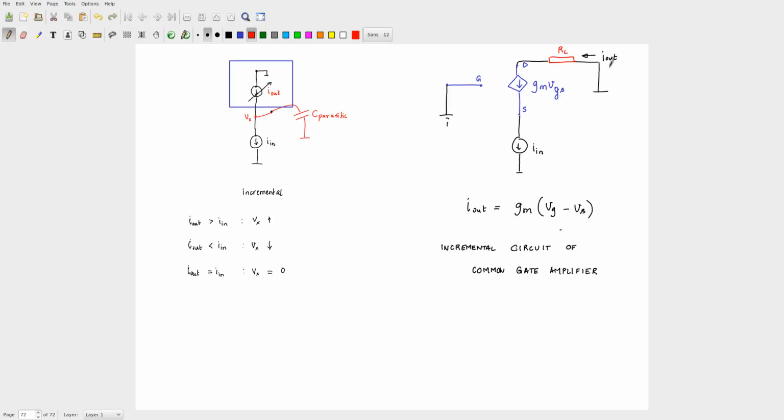Correct? So the moment I introduce an RL, my drain is no longer connected to ground. However, gate will have to be connected to ground because that's how this thing is operating. Okay. Alright, now to clarify the question that all of you asked as to how this feedback is operating, we'll just go and do a brief segue into some feedback stuff.